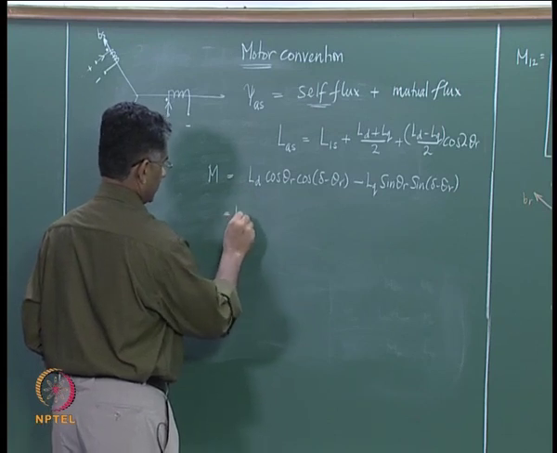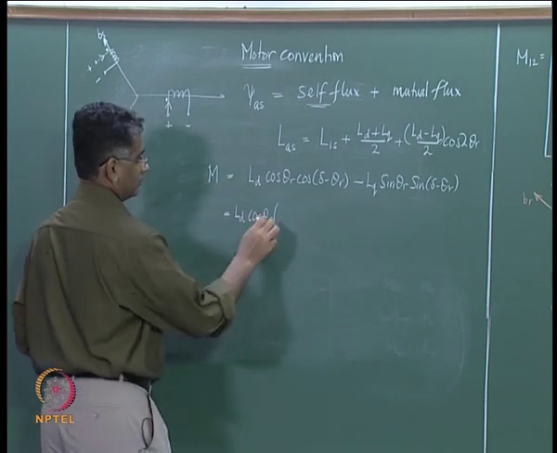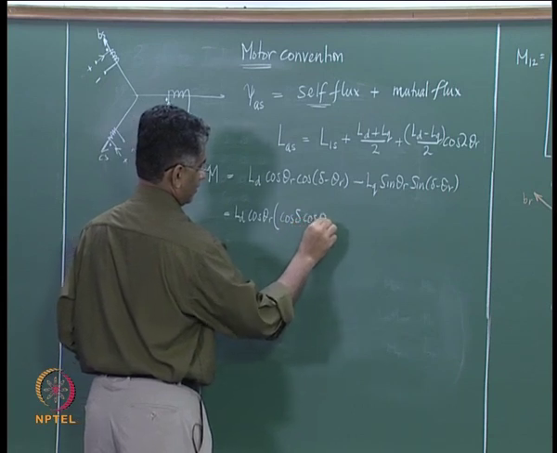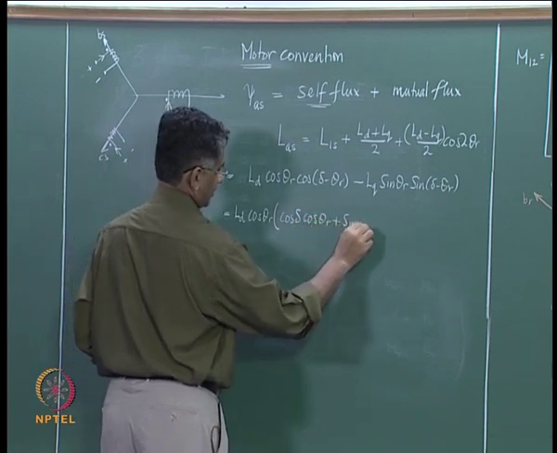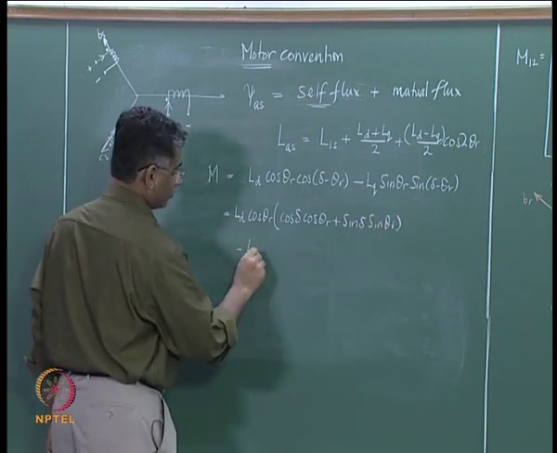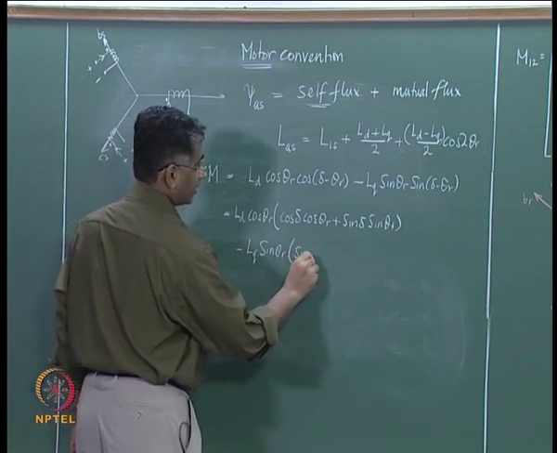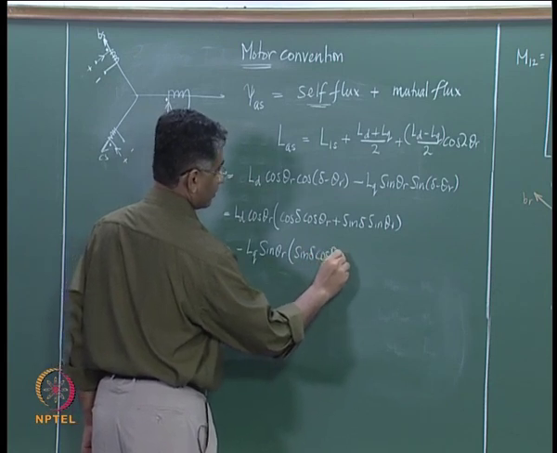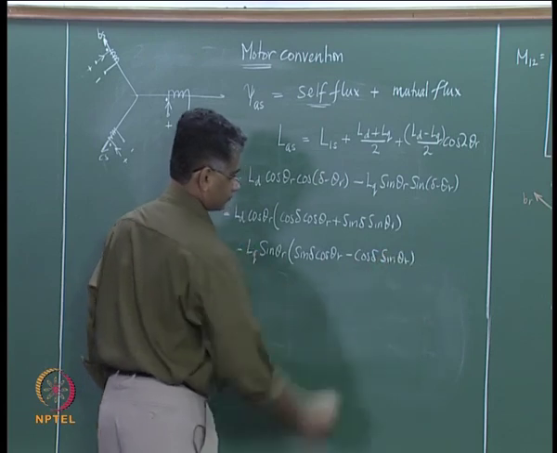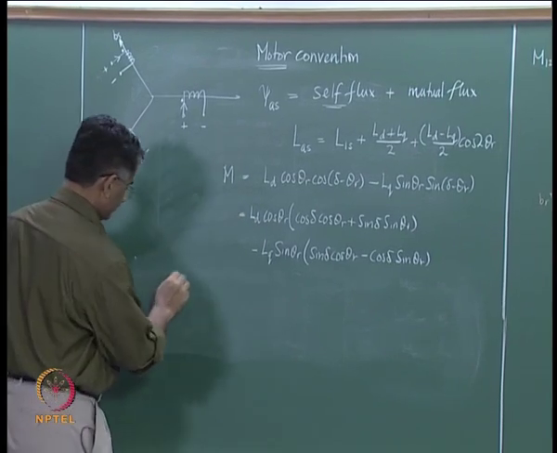This can be written as LD into cos theta r multiplied by cos of delta minus theta r, which can be written as cos delta cos theta r plus sin delta sin theta r, minus LQ into sin theta r multiplied by sin delta cos theta r minus cos delta sin theta r. So, expand this further.